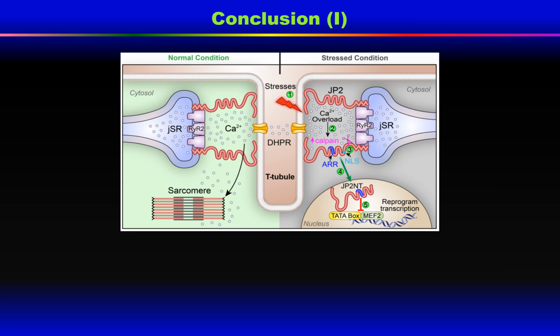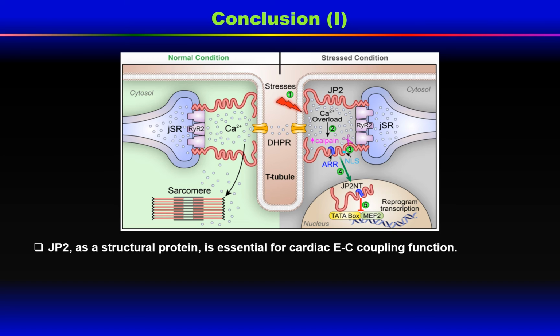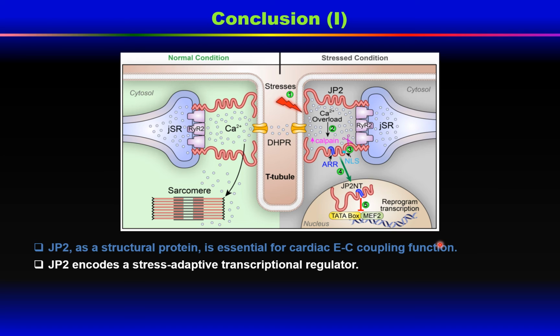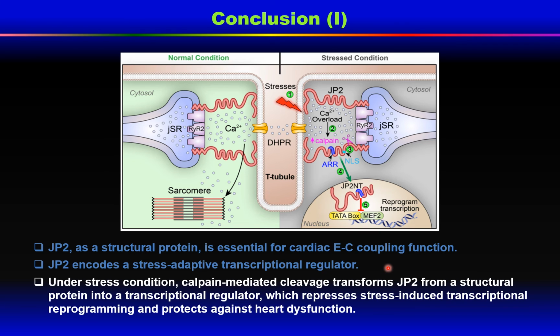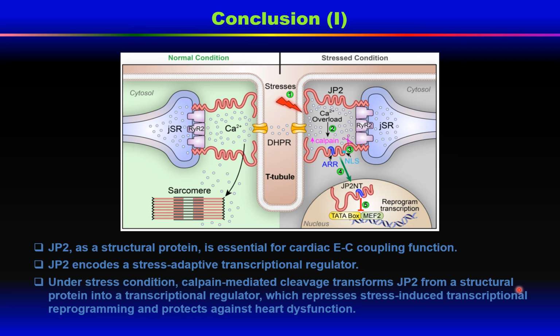In summary, I hope I have convinced you that Junctophilin-2 as a structural protein is essential for cardiac EC coupling function. Our data also suggest that JP2 encodes a stress adaptive transcription regulator, whose N-terminal cleavage product serves as a protective mechanism antagonizing pathological cardiac remodeling by repressing stress-induced transcriptional reprogramming.